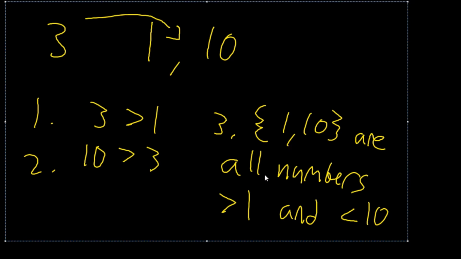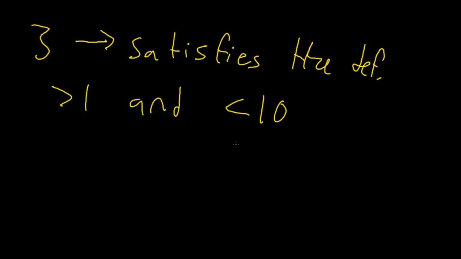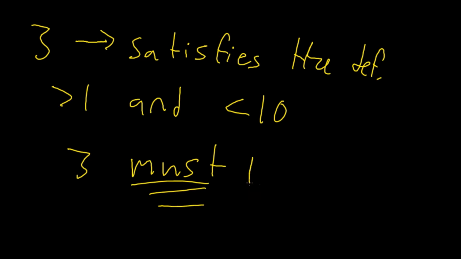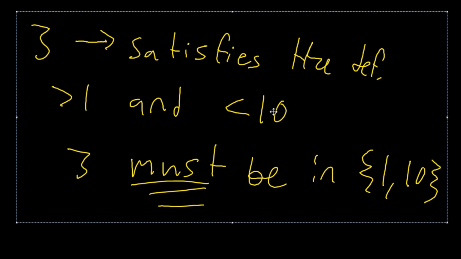So using those statements, what we're going to notice is that the number 3 satisfies the definition, right? The number 3 is indeed greater than 1, and it's indeed less than 10. And if 3 satisfies those conditions, 3 must, underline that a few times, be in the set 1, 10. So that's one way that we could have sped up the process and gone about directly proving it.